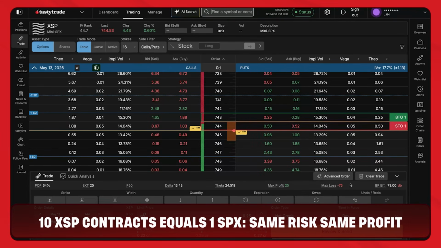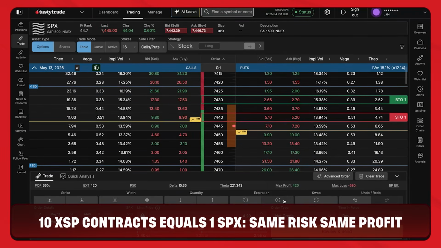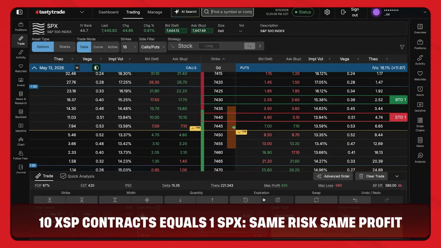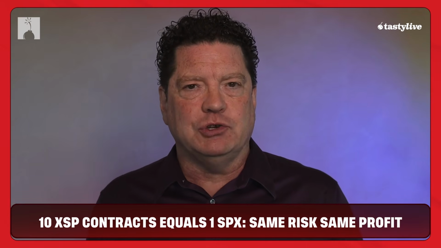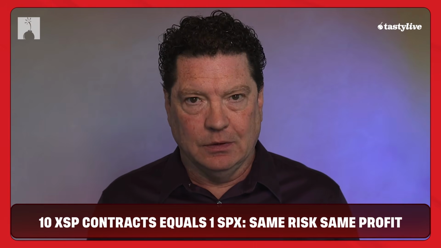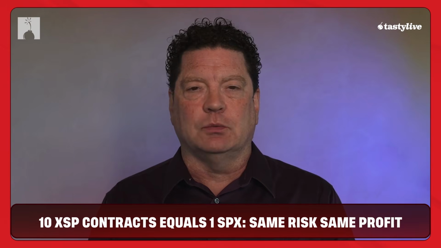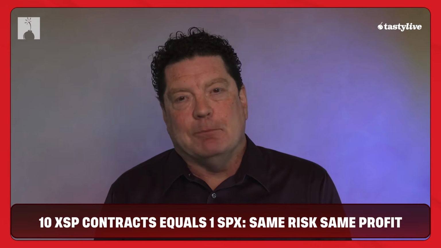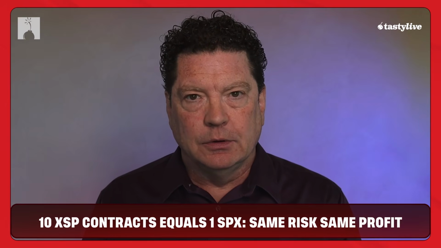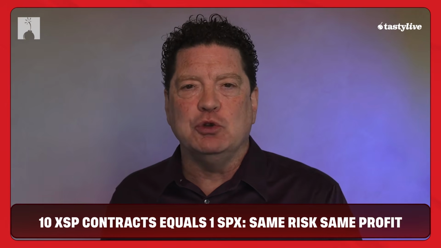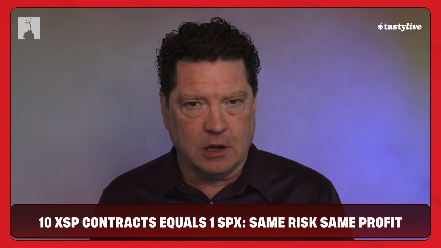If I go into the SPX, it's basically the same credit except 10 times bigger. I have a $420 max profit and a $580 max loss. So the reason I might choose XSP is I don't want to take that much risk. I don't want $580 worth of max risk. I'm more comfortable with $58. Okay? That's why you might choose one versus the other.